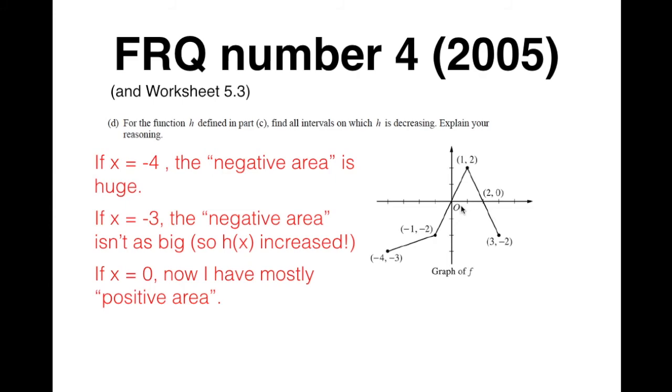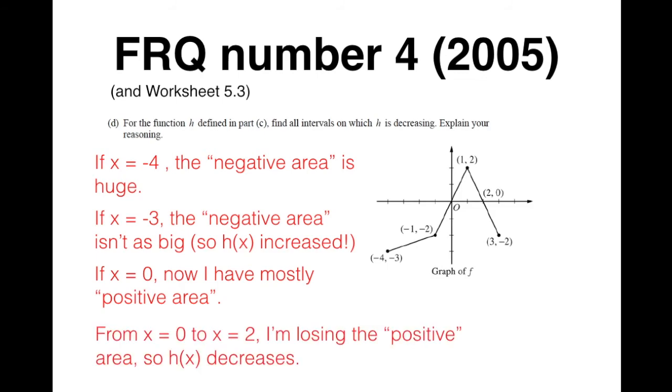After that, though, if I choose x further than 0, like at 0.2, 0.5, 0.8, I'm starting to remove the positive. So h of x is going to start to decrease. From x equals 0 to x equals 2, I'm losing the positive area, so h of x decreases. This was kind of an intuitive explanation. It was twisted and difficult to understand, but hopefully if you can make sense of it, that's great.